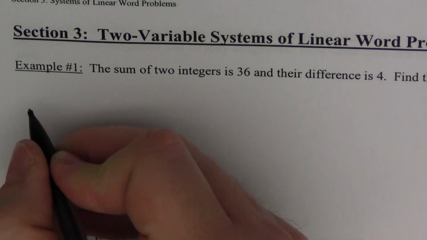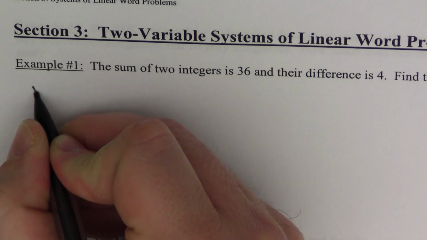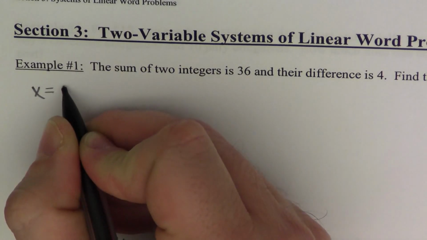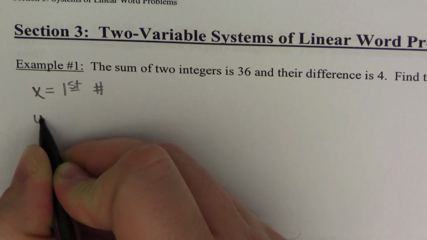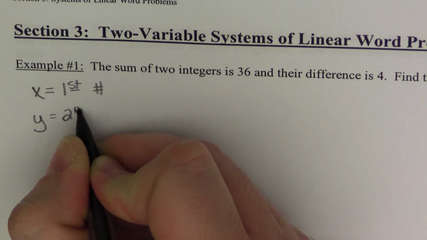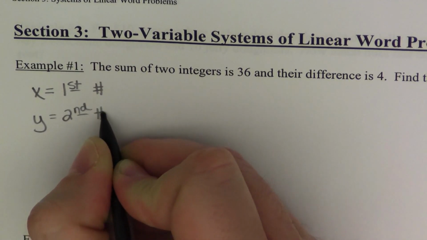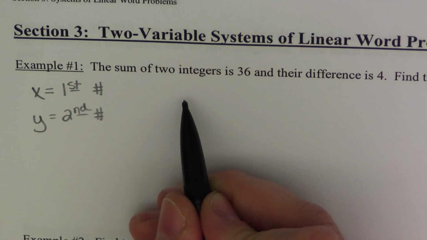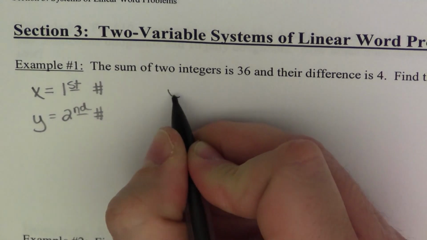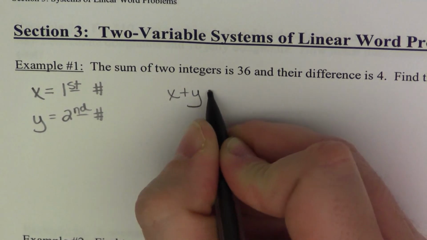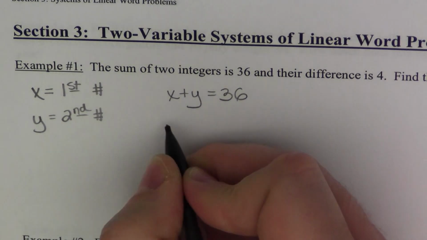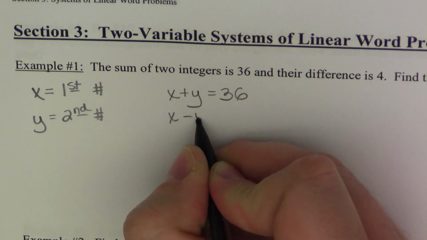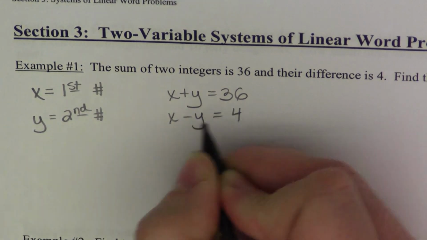Well, I think a good first step would be to define our variables. I'm just going to use x and y, and I'm just going to say that x is my first number and y is my second number. The sum of the two numbers is 36, so that's going to give me the equation x plus y equals 36. Their difference is 4. That just means if I subtract them, I'm going to get 4. So x minus y equals 4.